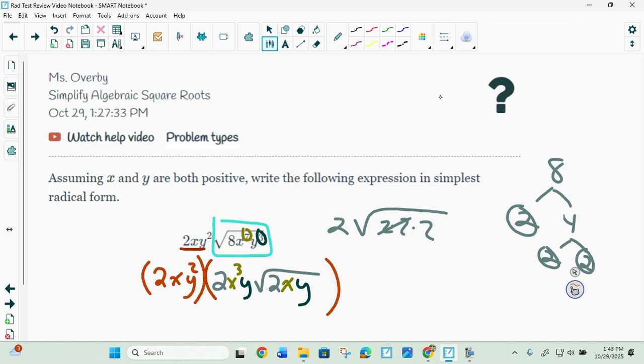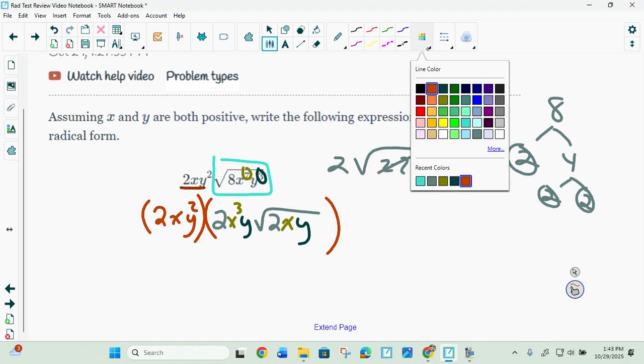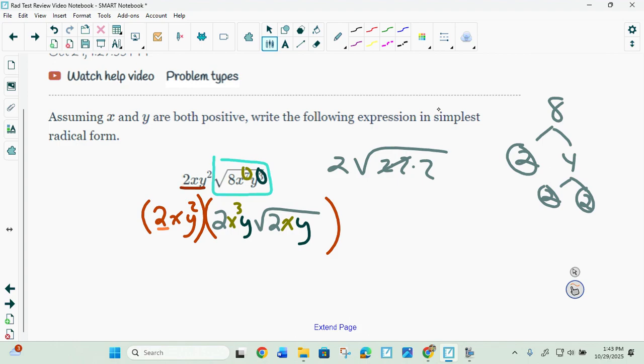Right? So now, could you have multiplied them each as you brought them out? Sure, you could have. There's a lot of different ways to do this. Let's go ahead and start multiplying. We've got 2 times 2, well, that's 4. We've got x times x cubed, that's x to the 4th. Y squared times y is y cubed. And of course, we've got this tagging along.